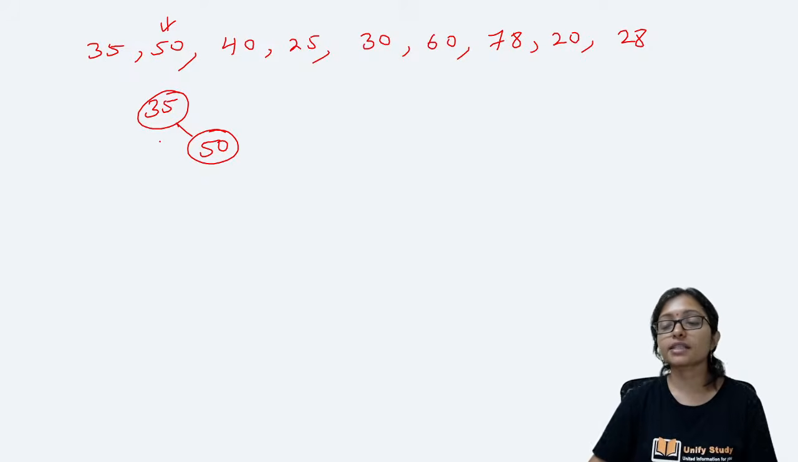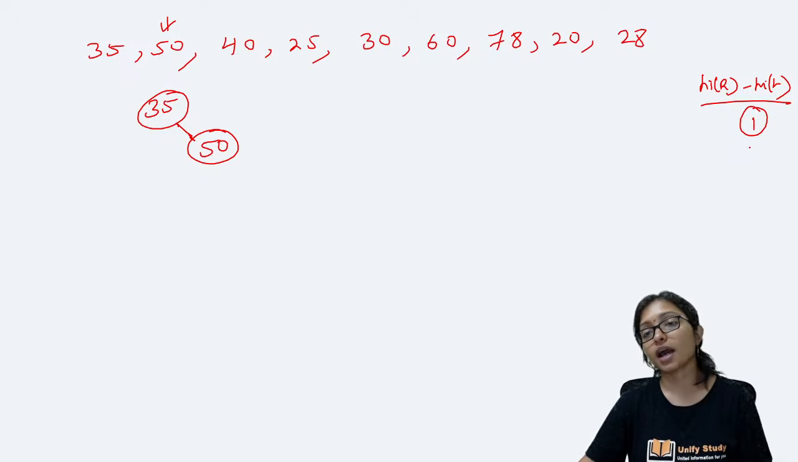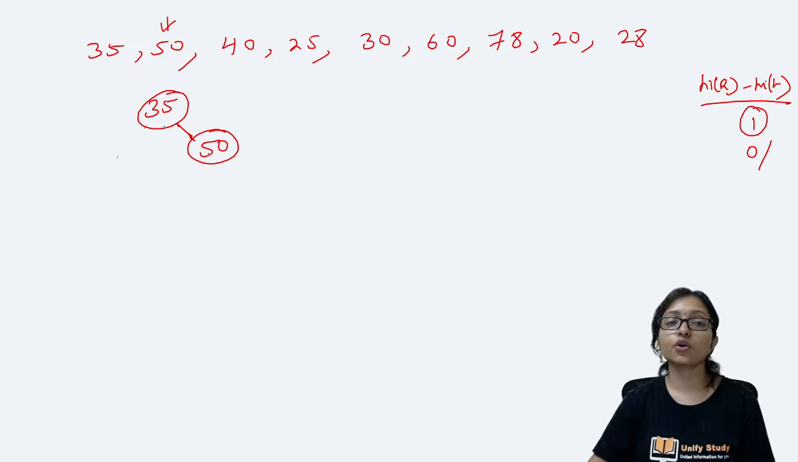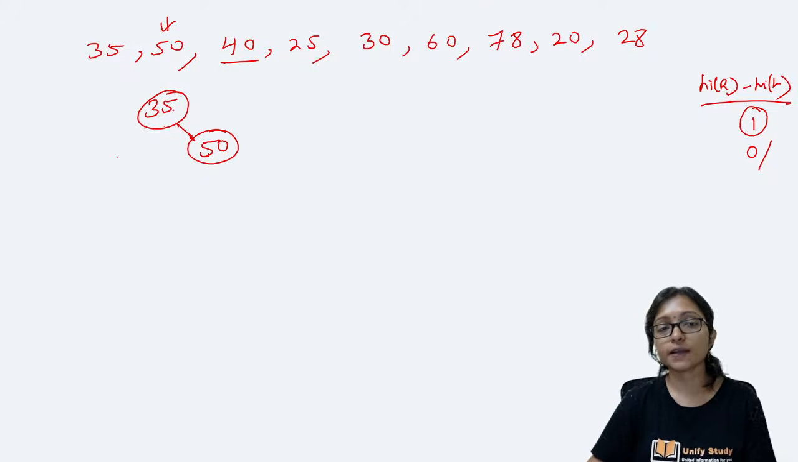Whenever you are inserting, check the balance. Balancing factor means height of the right subtree minus the height of the left subtree. It should not be more than 1. It will be within 1, either 0 or 1. So you can see here the height is 0, here the height is 1. So 1 minus 0 is 1. There is no problem.